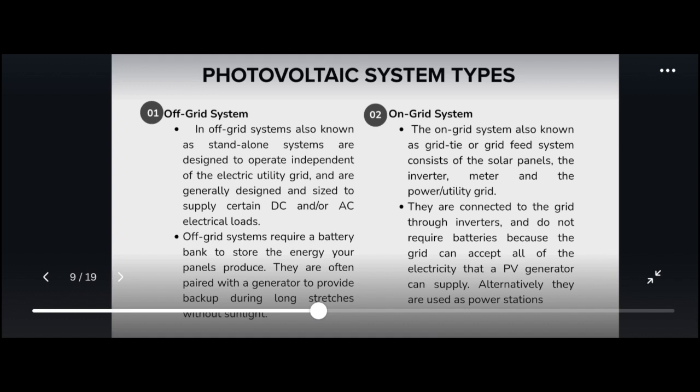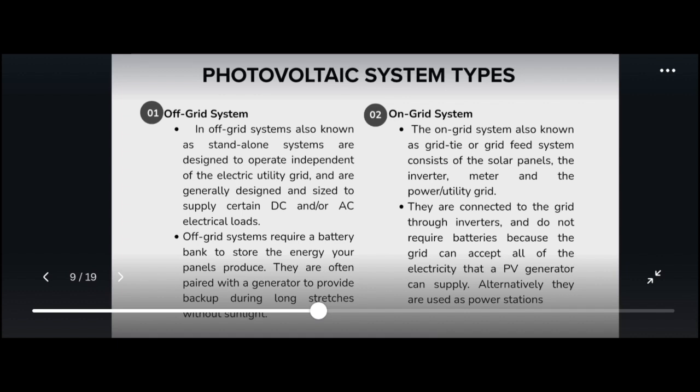The first type is the off-grid system. Off-grid systems, also known as standalone systems, are designed to operate independent of the electric utility grid and are generally designed and sized to supply certain DC and AC electrical loads. Off-grid systems require a battery bank to store the energy your panels produce. They are often paired with a generator to provide backup during long stretches without sunlight.